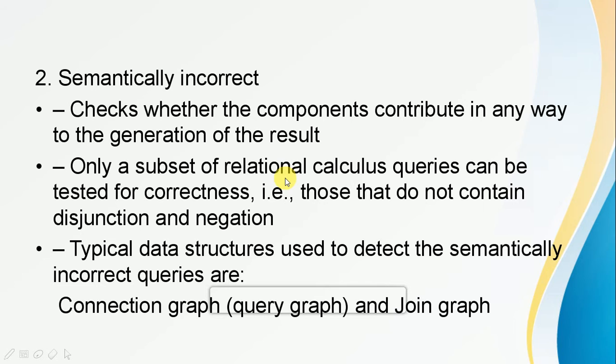Only a subset of relational calculus queries can be tested for correctness, that is those that do not contain disjunction and negation. Typical data structures used to detect the semantically incorrect queries are connection graph and join graph.